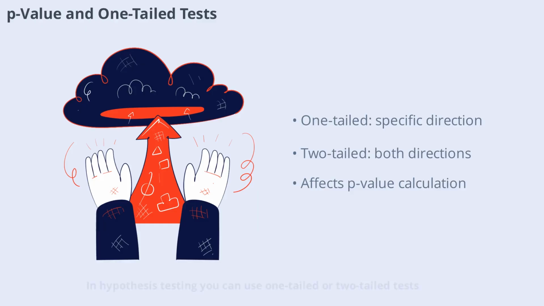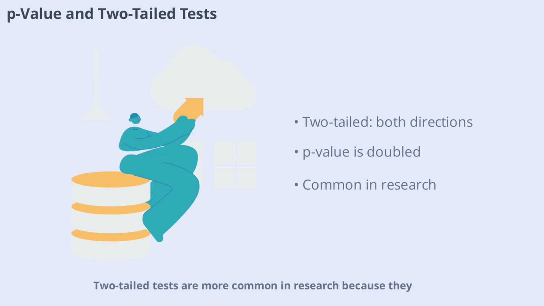In hypothesis testing, you can use one-tailed or two-tailed tests. A one-tailed test looks for an effect in a specific direction, while a two-tailed test considers both directions. The choice affects the calculation and interpretation of the p-value, so it's important to select the right test for your research question.